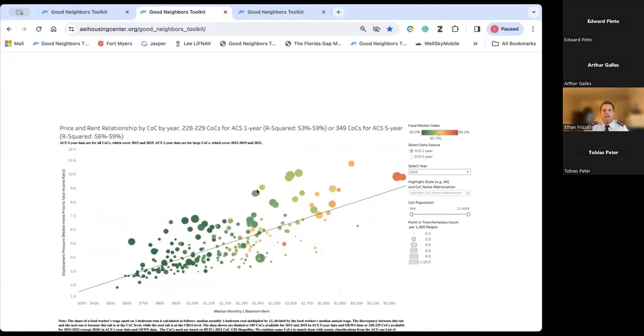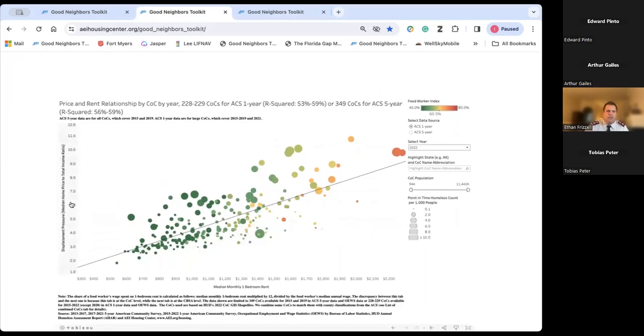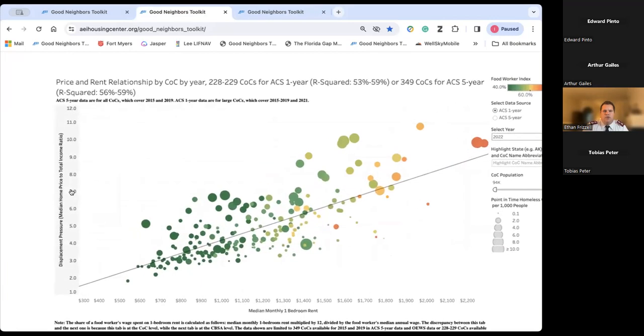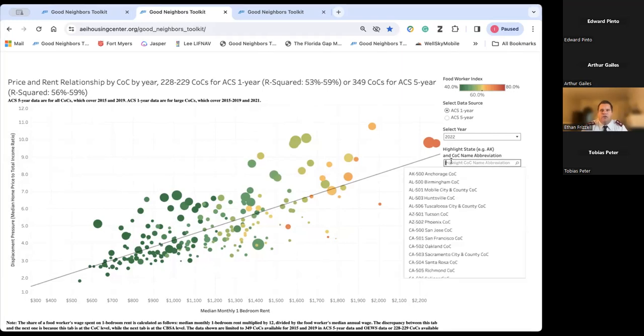And what you'll see is, again, as you look at the year, you'll look at displacement pressure here, which again is median home price to total income. And then you will look at the rental costs. And what we see is that those places are based on a food worker index, which is a large portion of many communities. You can see how much they have to pay, what percentage of their salary they have to pay for housing. Again, you can check by highlight.